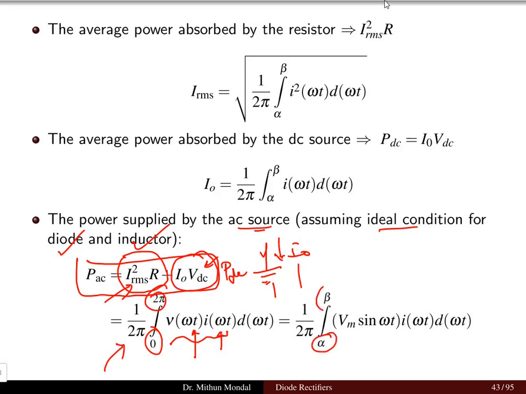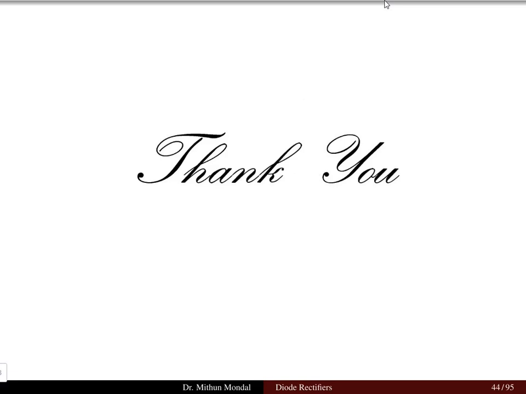However, the conduction is from alpha to beta, because after beta the current will not be there. Hence, we have the equation 1 by 2 pi times the integral of Vm sin omega t, which is basically the source voltage, multiplied with the current which is flowing in the network. We get the product as the power, which is the AC power.